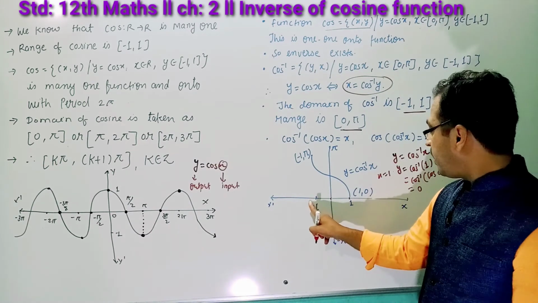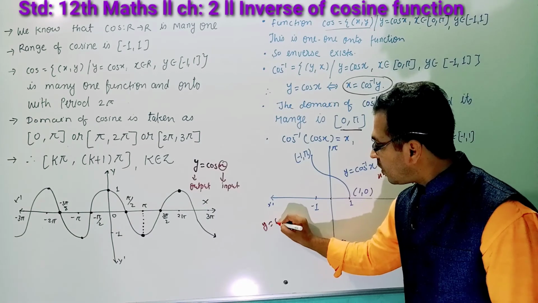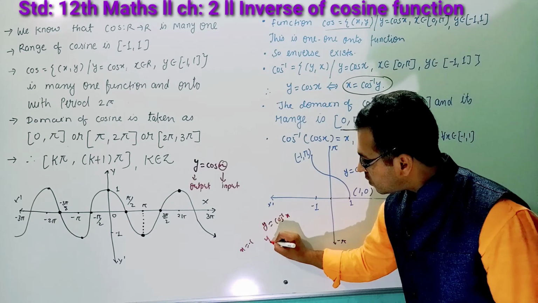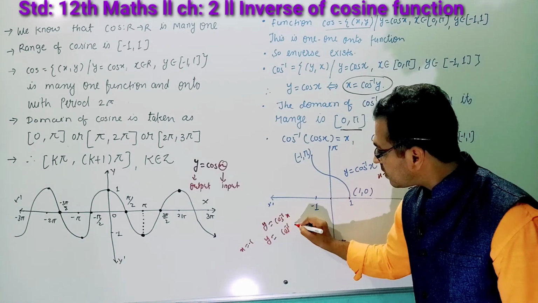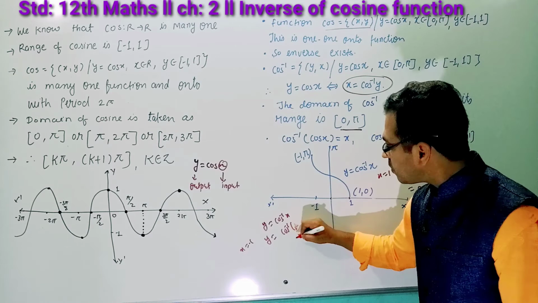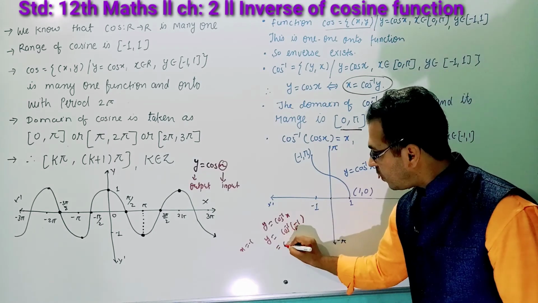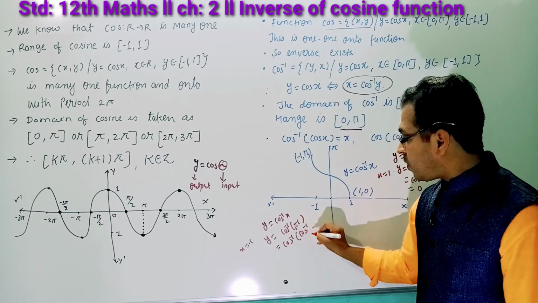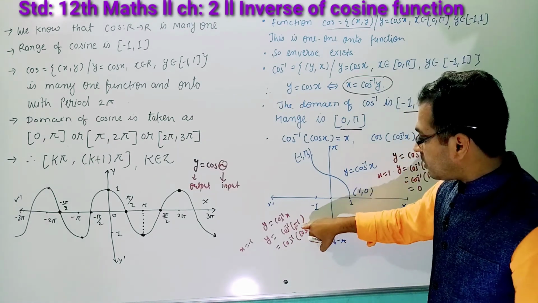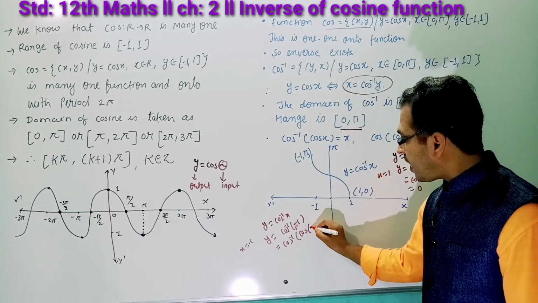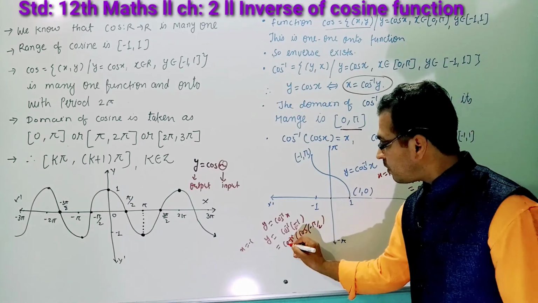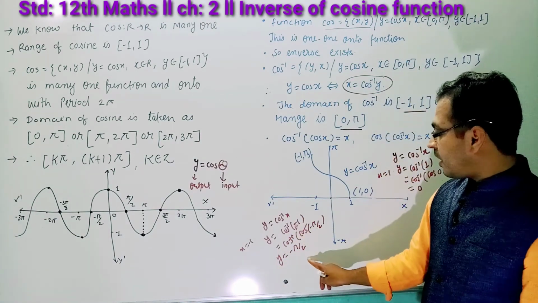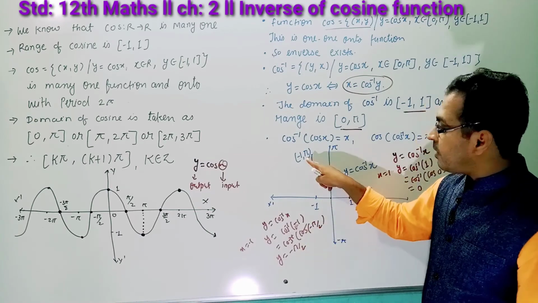Similarly students, if you put x is equal to -1 in this equation y is equal to cos inverse x, so y will be cos inverse -1. So we know the value of cos inverse -1 means, students, this is the value of pi. So cos will be cancelled out, so y will be pi. It means students, if you take x is equal to -1, the y coordinate will be pi.